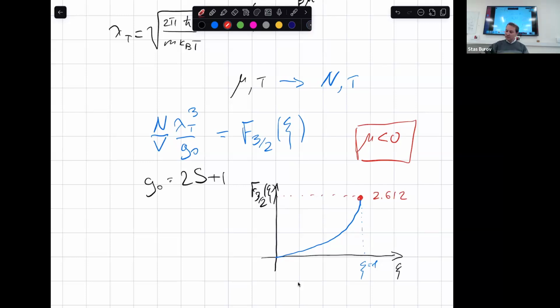So this means no matter what our temperature, no matter what the number of particles we have, no matter what the volume, etc., n divided by V multiplied by lambda_T to the third power over g0 is always smaller than 2.612. And this is the problem. I can have almost any number on the left-hand side of the equation, and it's limited by this number, 2.612.